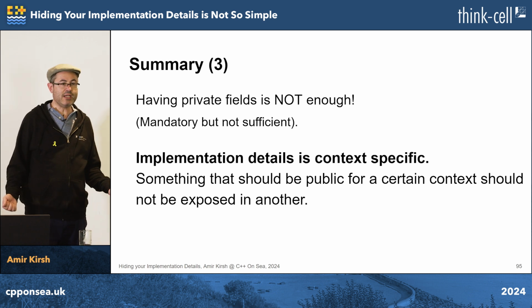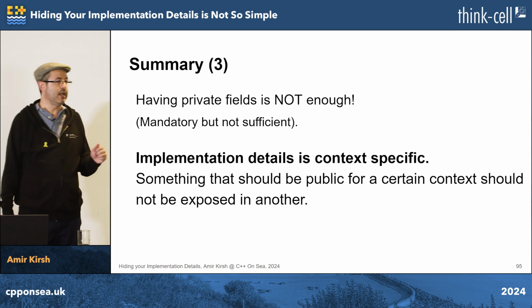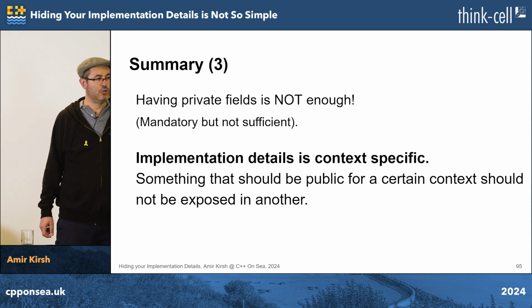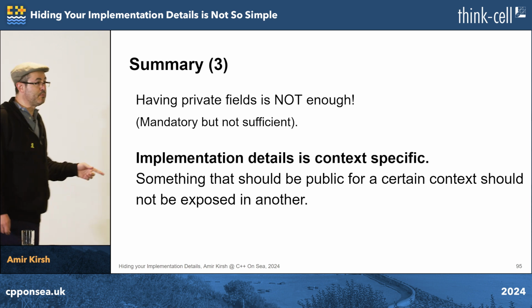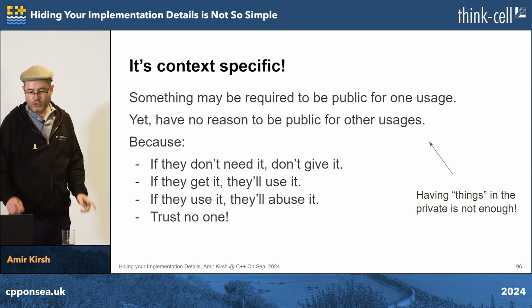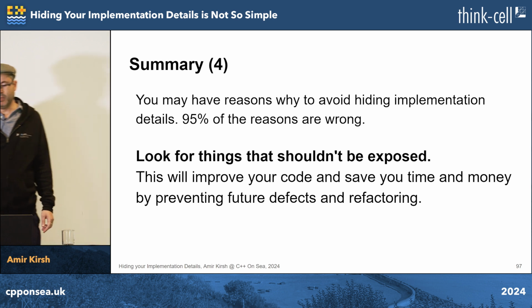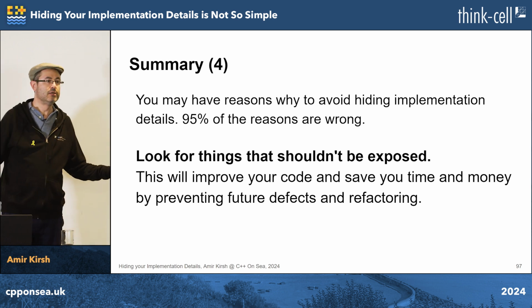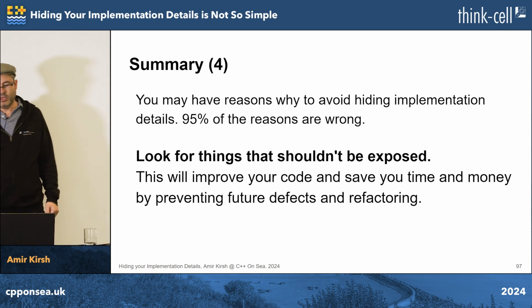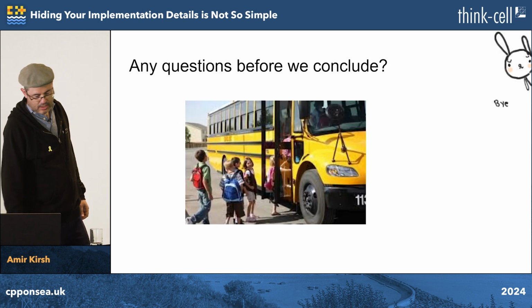Implementation details are context specific. Something that should be public for a certain context may not be for another. I do want to open the fridge and take food, but I don't allow the dog to do that. So don't expose those functions. It is context specific, because if they don't need it, you shouldn't give it. And you may have reasons for avoiding hiding implementation details. In 95% of cases, the reasons are wrong. Just do it, okay? Don't be lazy. Look for things that shouldn't be exposed. And this will improve your code and save you time and money by preventing future defects and refactoring. And that's it, thank you.